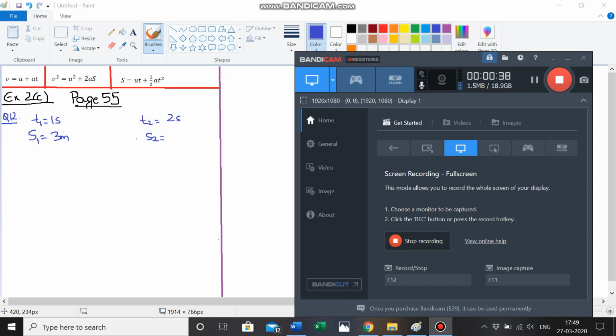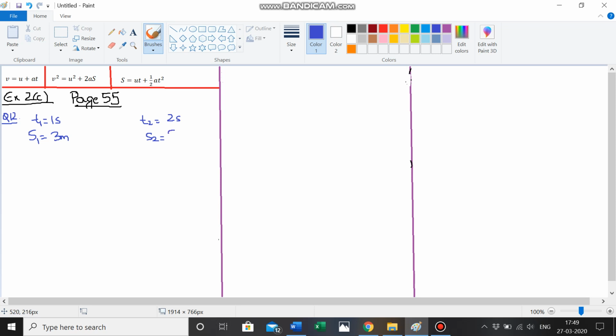In case 2, the distance traveled is 8 meter. So let me write that down. Distance traveled is 8 meter. And we need to calculate many things: initial velocity, acceleration, and so on. So let's look at the formula. It is either v square is equal to u square plus 2as because s is given, but in this case there is no mention of t.